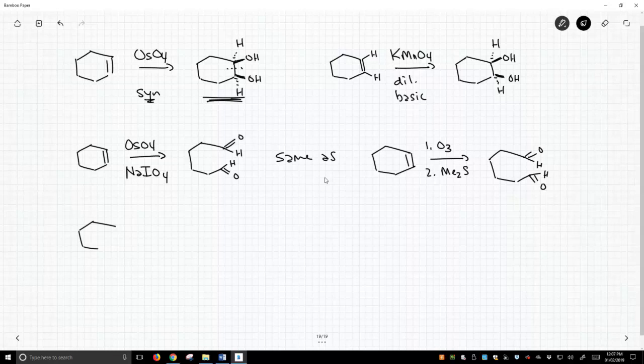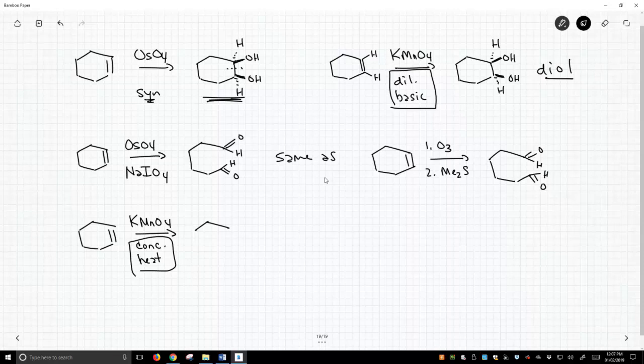Now we'll throw one last set of conditions in here. Now let's do potassium permanganate. Maybe it's more concentrated, or we throw in some heat. So this is not, as we saw on the upper right, dilute and basic. This is now more concentrated and maybe with heat. And what happens is we don't get the diol, which we saw in the upper right, but now instead we get cleavage of that carbon-carbon sigma bond between the alcohols, and we get the dicarboxylic acid.